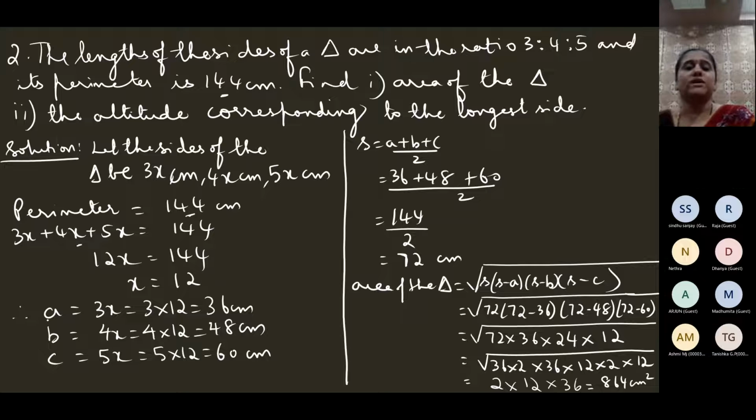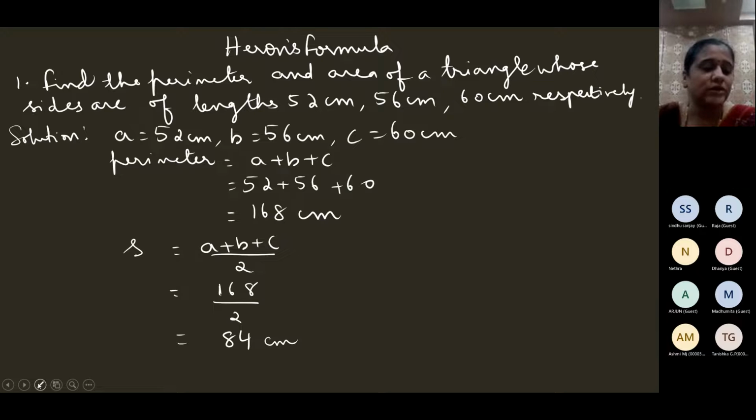All right. So we found the area of the triangle. The area of the triangle is 864 centimeters square. Now we need to find the altitude. We know that a triangle has three sides, and on the three sides we have the three altitudes. So we have to find the altitude corresponding to the longest side.